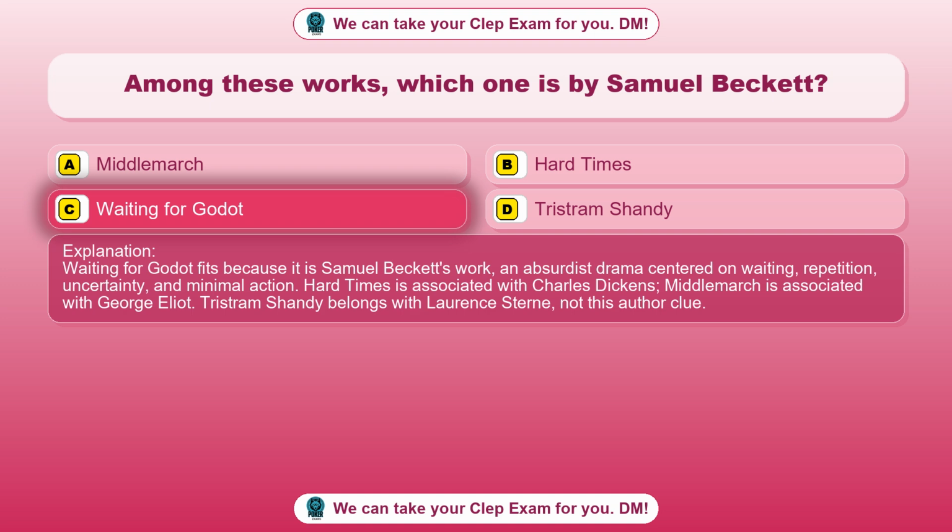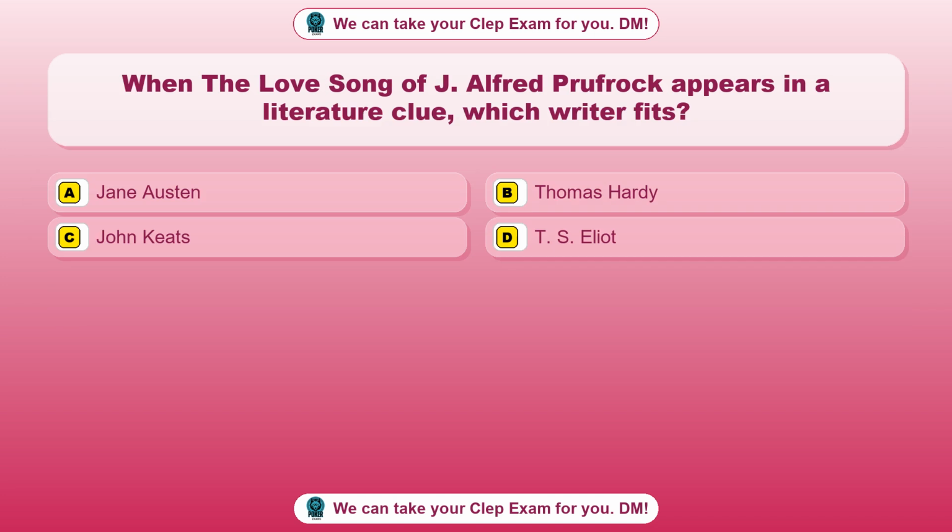Waiting for Godot fits because it is Samuel Beckett's work, an absurdist drama centered on waiting, repetition, uncertainty, and minimal action. Hard Times is associated with Charles Dickens, Middlemarch is associated with George Eliot, Tristram Shandy belongs with Laurence Sterne, not this author clue.